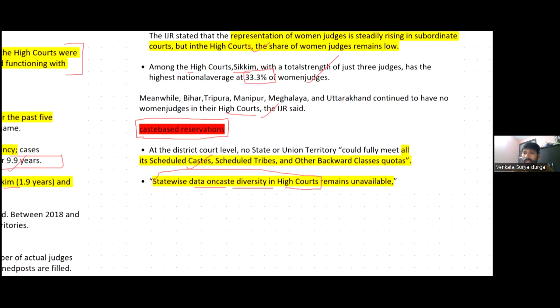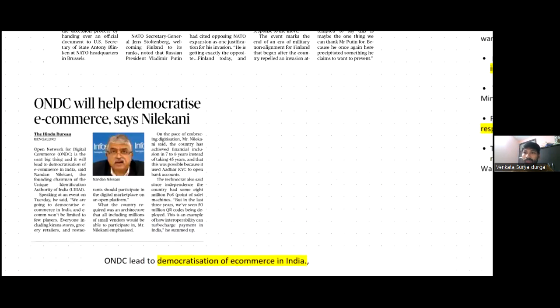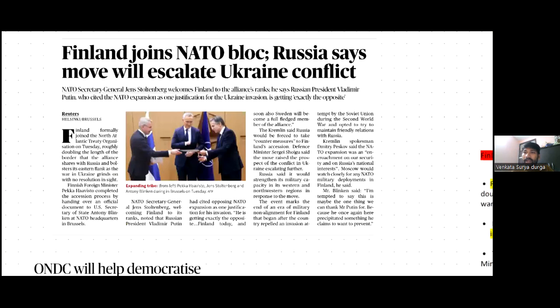Now let's look into the other news articles. Remember, these news articles are important from the preliminary examination point of view. So the first news article is: Finland now part of the North Atlantic Treaty Organization.